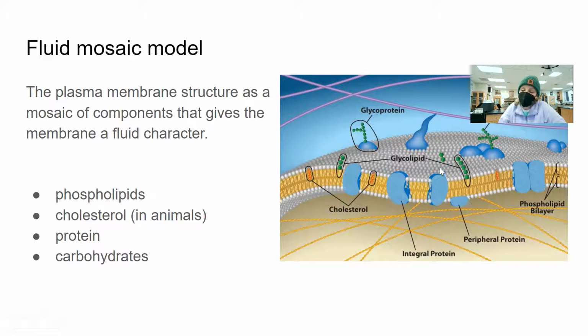Some of these proteins go all the way through, and some of them just sit at the surface. There are some proteins that have carbohydrates attached to them, and some lipids that have carbohydrates attached to them. And so that's our fourth: carbohydrates are our fourth component of plasma membranes. So phospholipids and cholesterol are both lipids, and then we've got proteins, and then we've got carbohydrates.